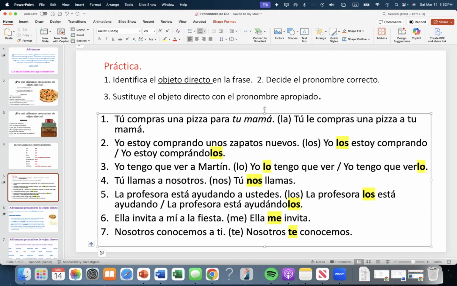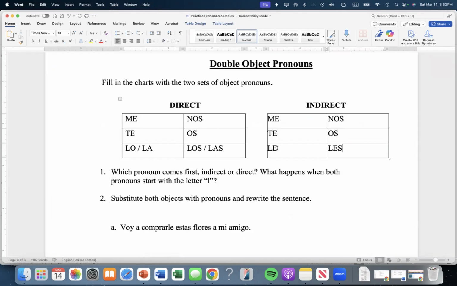Okay, here we're not replacing la pizza yet as a direct object with a direct object pronoun, but we are replacing the indirect object with a pronoun, the corresponding pronoun. Let's remember le because it's tu mamá. That's ella. Okay? Le, ella. All right? So far, so good.